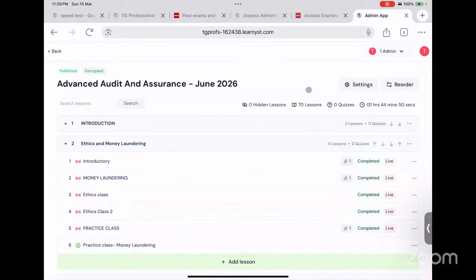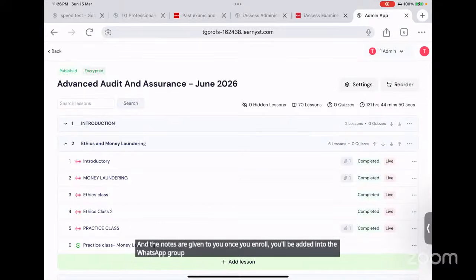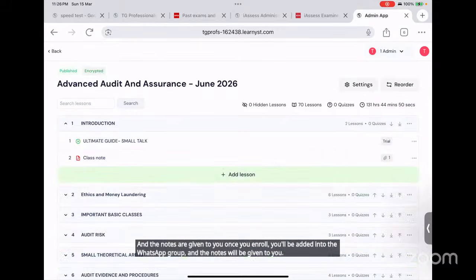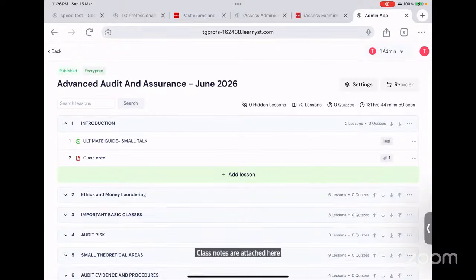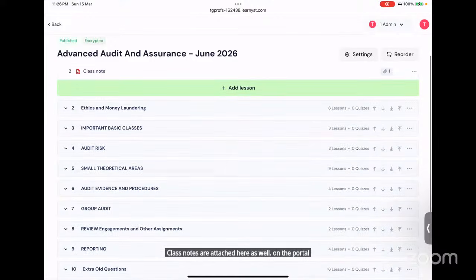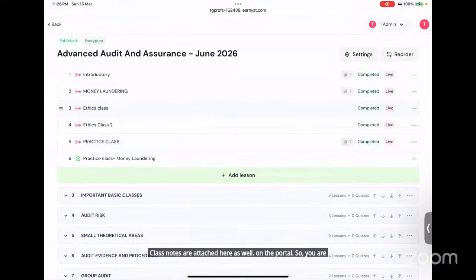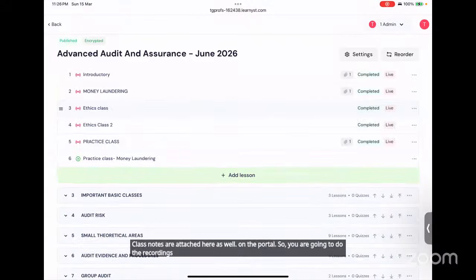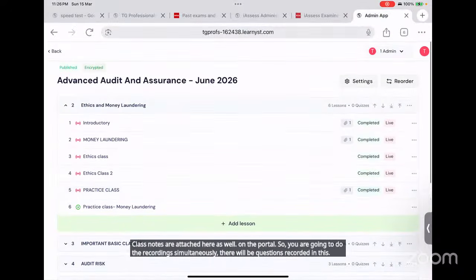And the notes are given to you once you enroll. You'll be added into the WhatsApp group and the notes will be given to you, right? So notes is not an issue. Class notes are attached here as well on the portal. So you are going to do the recordings simultaneously. There will be questions recorded in this unit only.